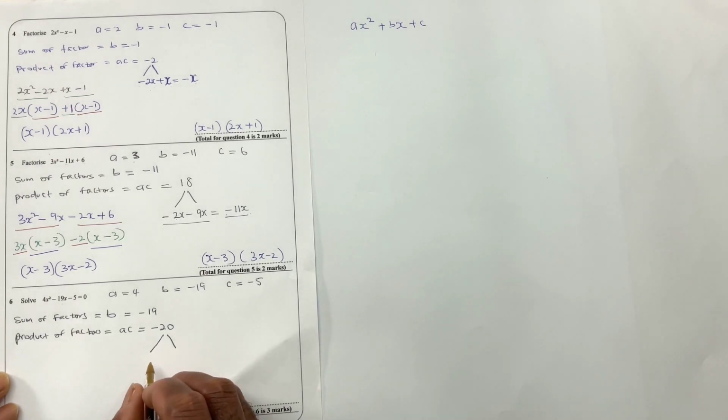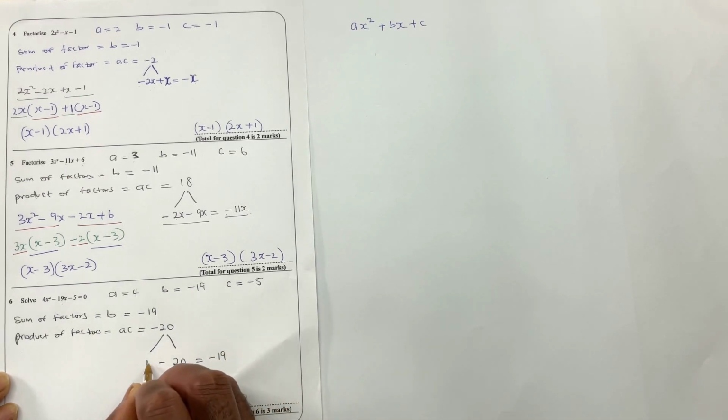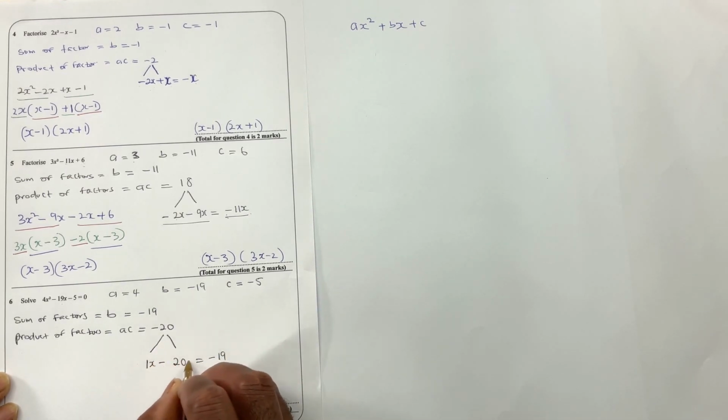So I'm looking at 20 and 1. And I want minus 20 and minus 19, so I need 1 and minus 20. When I add them together, I get minus 19. So if I put x here, 1x, x, x, and I replace minus 19x with that.